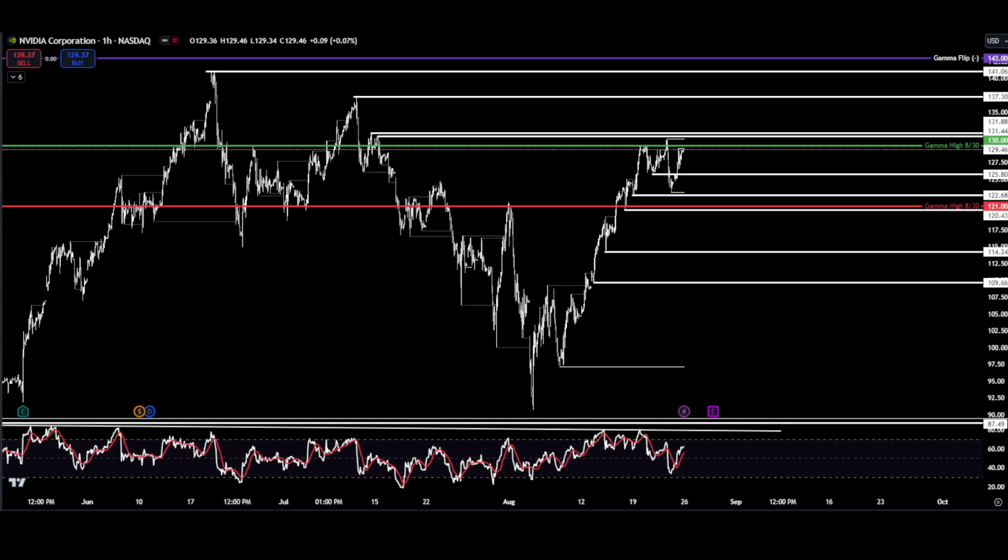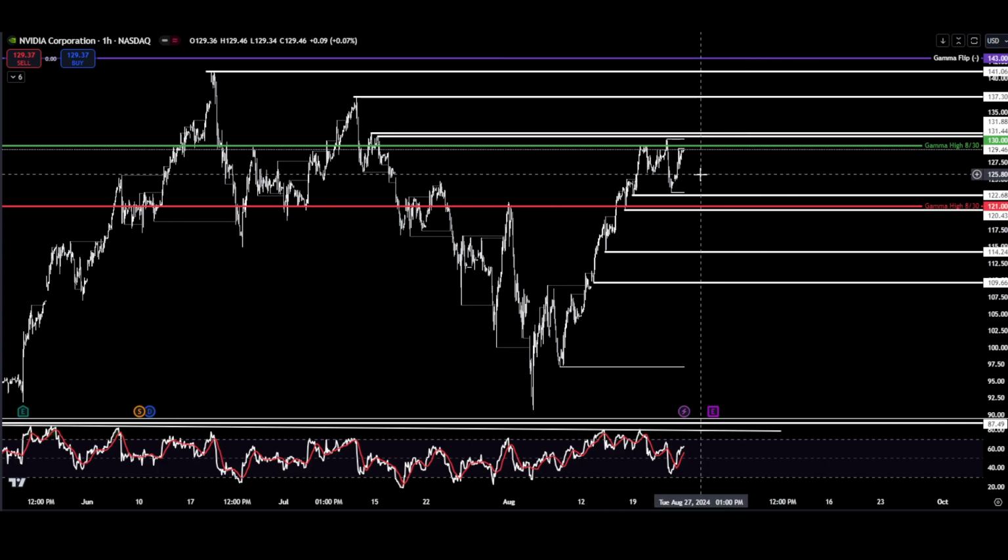Last thing we'll take a look at is Nvidia. We got the 1 hour chart open on Nvidia. This is what everybody's talking about this week. And with Nvidia, we got the gamma high for the week coming in at 130. That's the positive gamma high, or bullish gamma high. We have the gamma high negative, or the bearish side, at 121. Okay, we have some levels here.